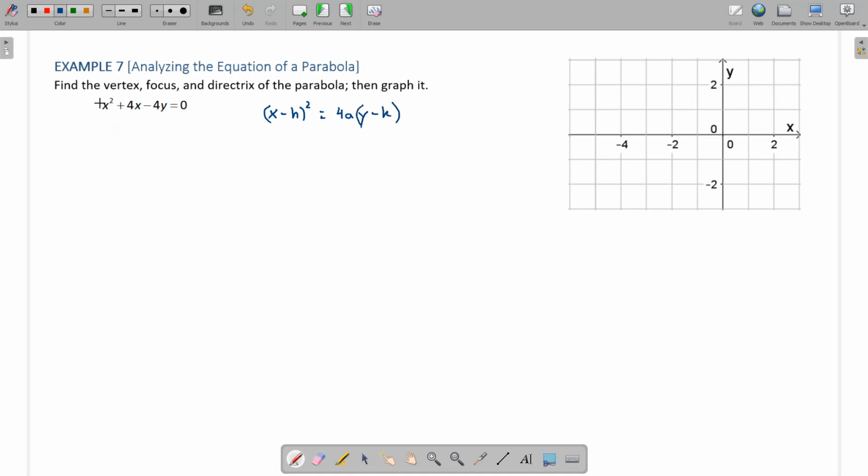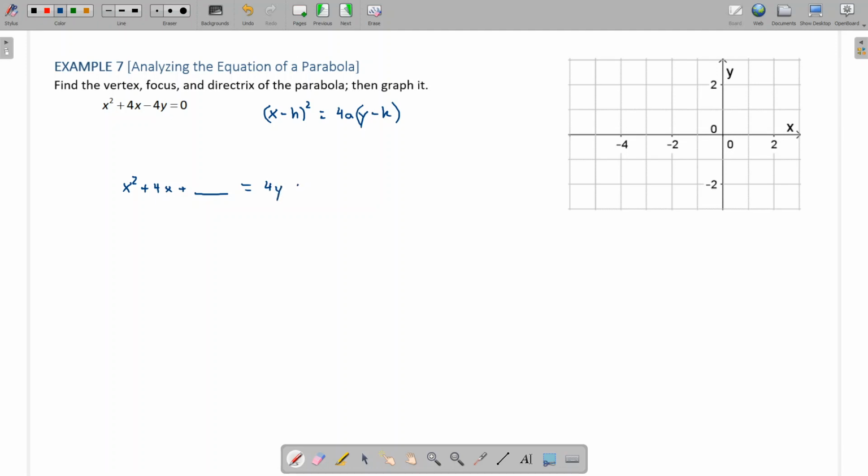So I know it's this form because the only one that's squared is x. If the y was squared, it would be the other form. So somehow we have to translate it into this form. What that means is we need to get a perfect square here. So what we're going to do is move the y to the other side, and we're going to complete the square.